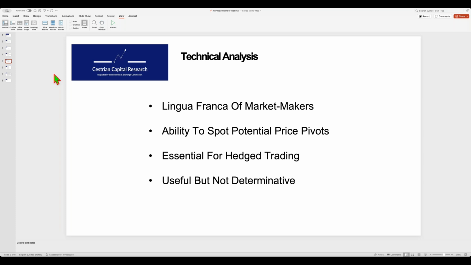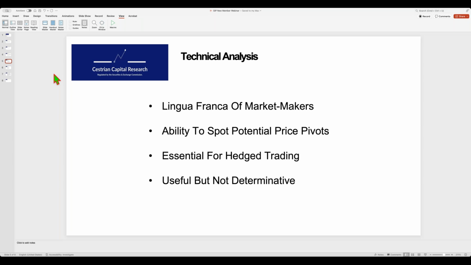You can operate purely on technical analysis if you are trading indices, futures, ETFs, some of the big sector ETFs, even some of the very big stocks, your Microsofts and Apples and so on.